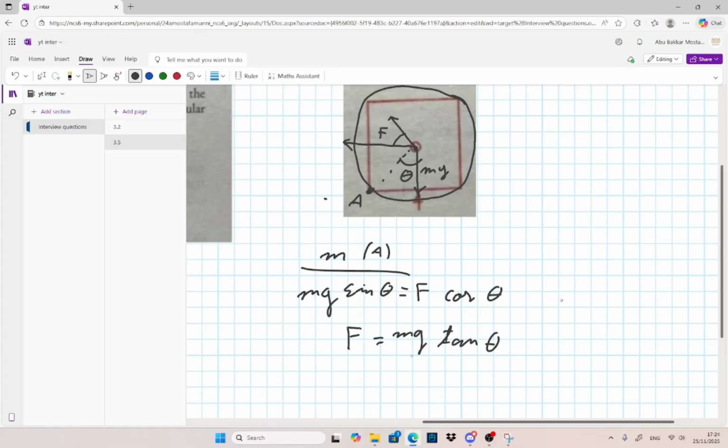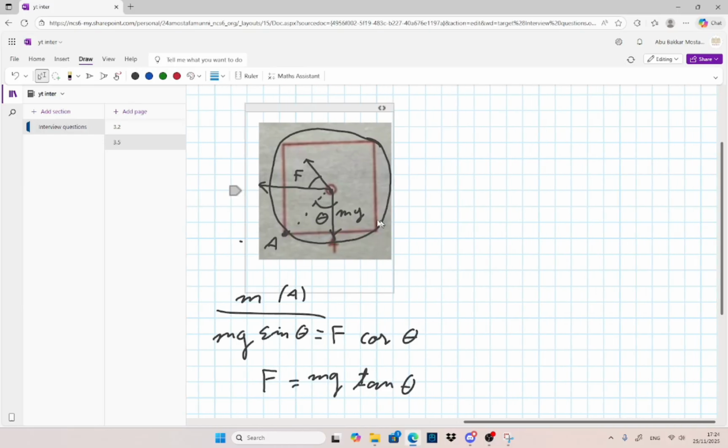This expression right here is valid for any n-sided polygon. Any of them, it's always going to be the same. The distance is always the same, and the only thing that changes with the addition of sides is theta. We know that this theta in this example is 45 degrees. But how do you generalize this?